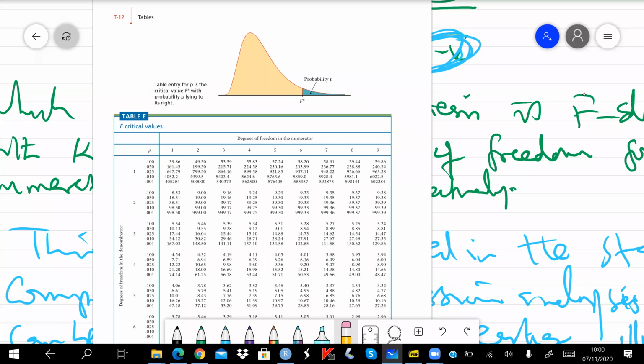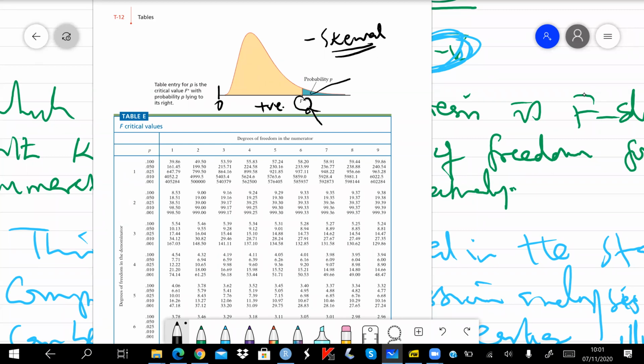So this is one page of the F distribution tables. As you can see, all the values of the F distribution are on the positive side. So 0 is somewhere here. So all the values are positive. And as you can see, it's a skewed distribution. Then if you want to calculate the critical values of F, that's where you find it.